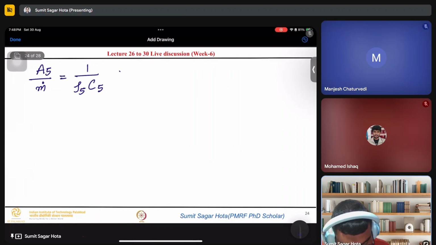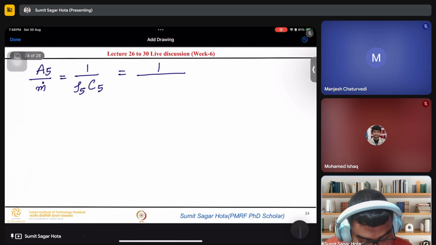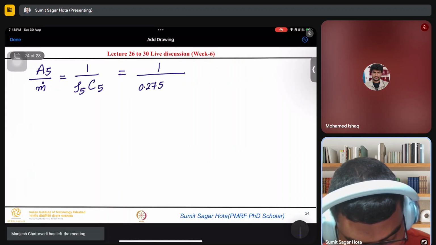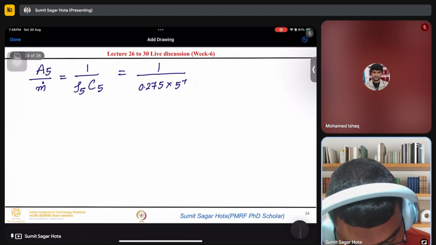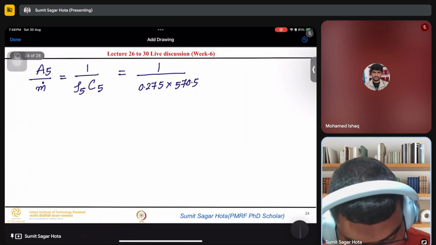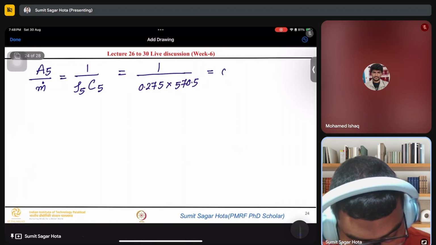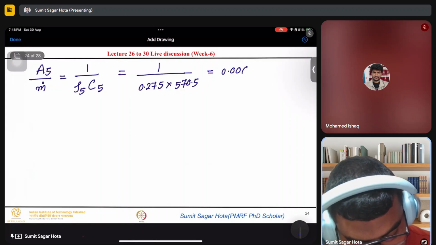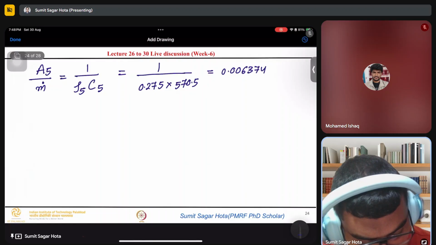So 1 by, now you understand why I find out rho, because to find out this A5 by m dot, I just find out the rho 5, and C5 also for that this same formula I just find out. So just substitute whatever you just find out, rho 5 and C5. If you substitute all these things, you get the value as 0.006374 meter square second per kg.